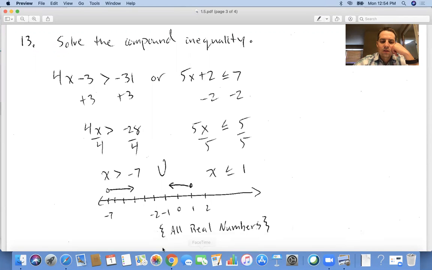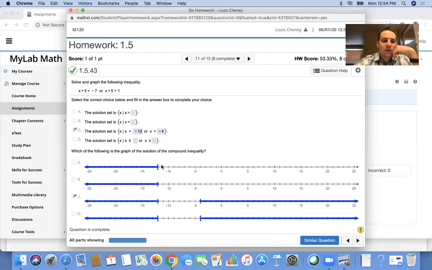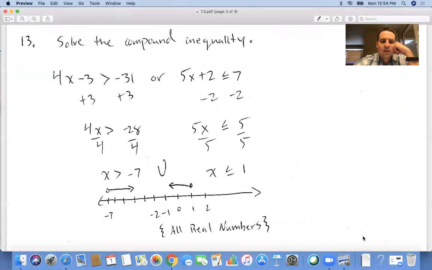Let's take a look here. And okay, part C. So here it is: x was less than negative 12, and x is greater than negative 4. Okay, so it's actually C here. The answer is not all real numbers. So let's go back to this. Looks like we have a little mistake here. What did we do wrong? Let's go back and find it.